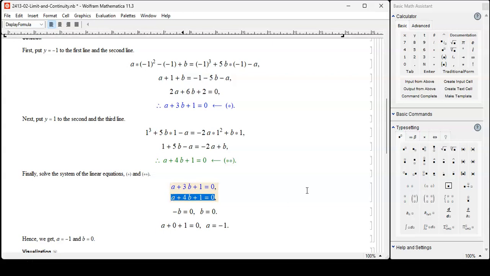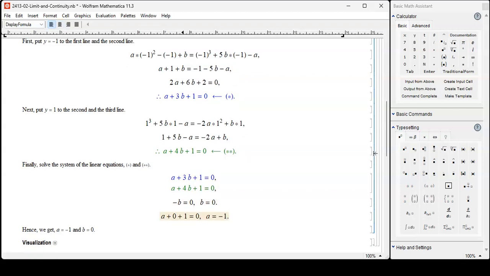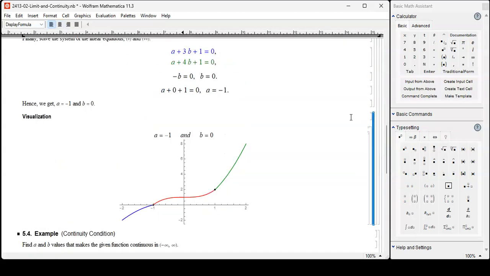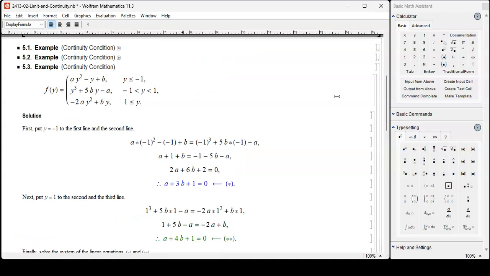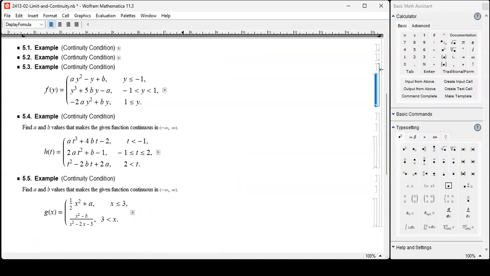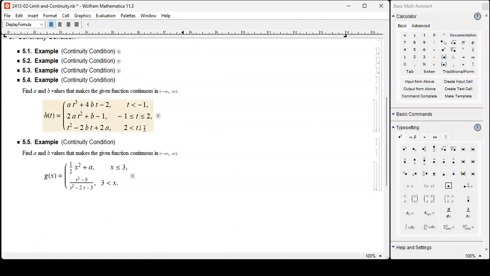And then solve the system, again by elimination. Subtract, we get b equals to 0, and then plug it in, do your computation. A equals to -1. Here, how about this? Okay, I'll leave that to you.